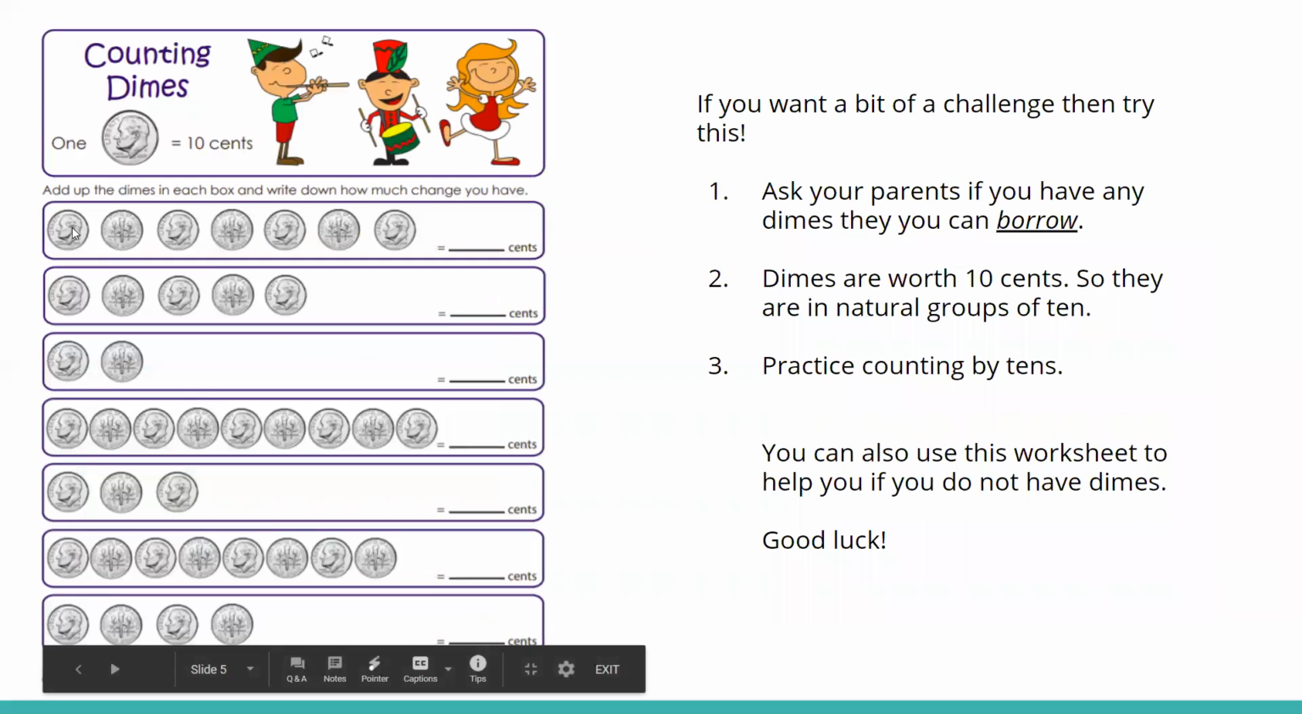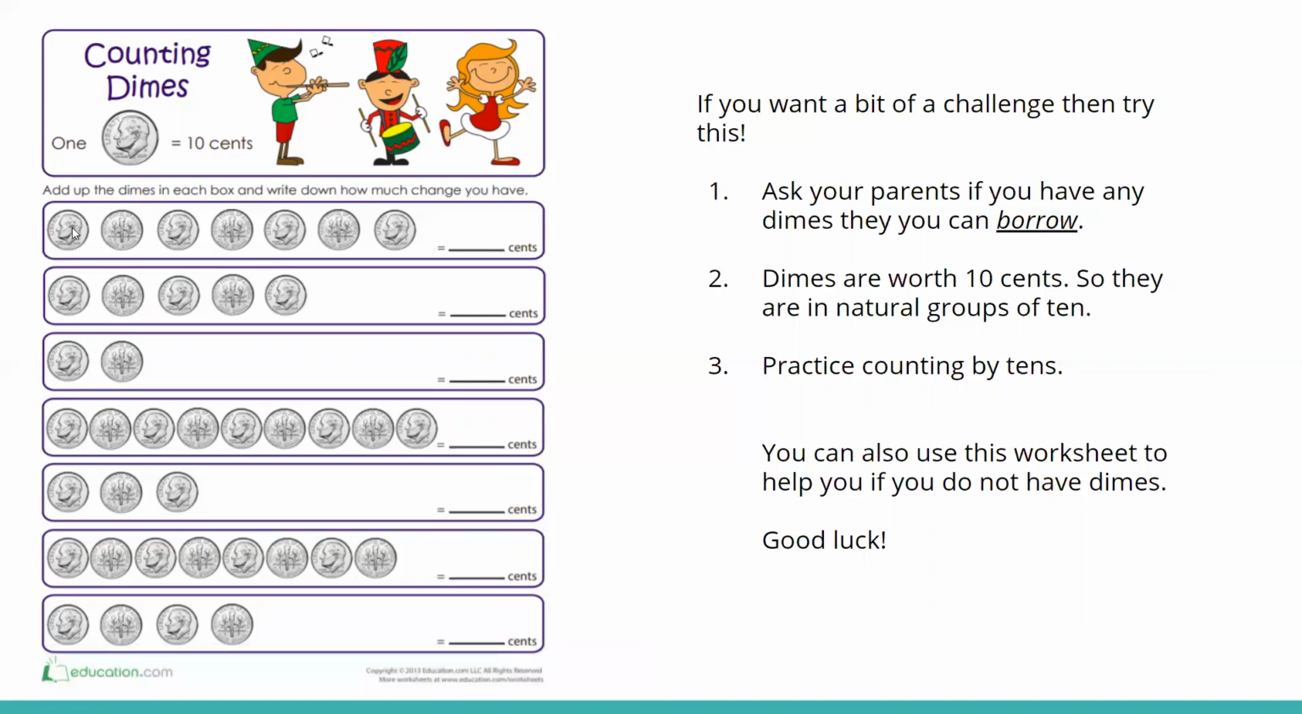Let's look at this first one. And you can count by tens. So let's do that together. 10, 20, 30, 40, 50, 60, 70. So you would write 70 on the line here. And that's 70 cents, not $70. You can also use this worksheet to help you if you do not have dimes.